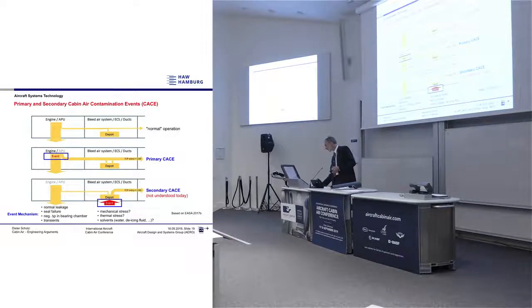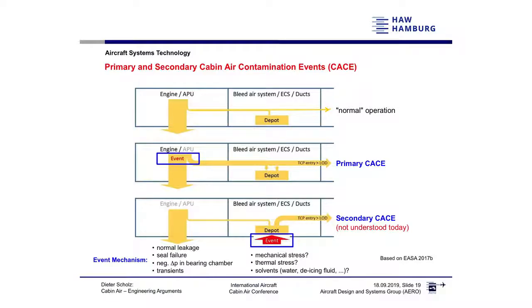And then we can also have what is called a secondary event. Something happens, not on the engine, but inside the ducts, and it can be mechanical stress, thermal stress, solvents. We've heard from Paul that they found that de-icing fluids is solving some of that, and they got some measurements there. This is absolutely not understood today. It's kind of a speculation. It makes sense.